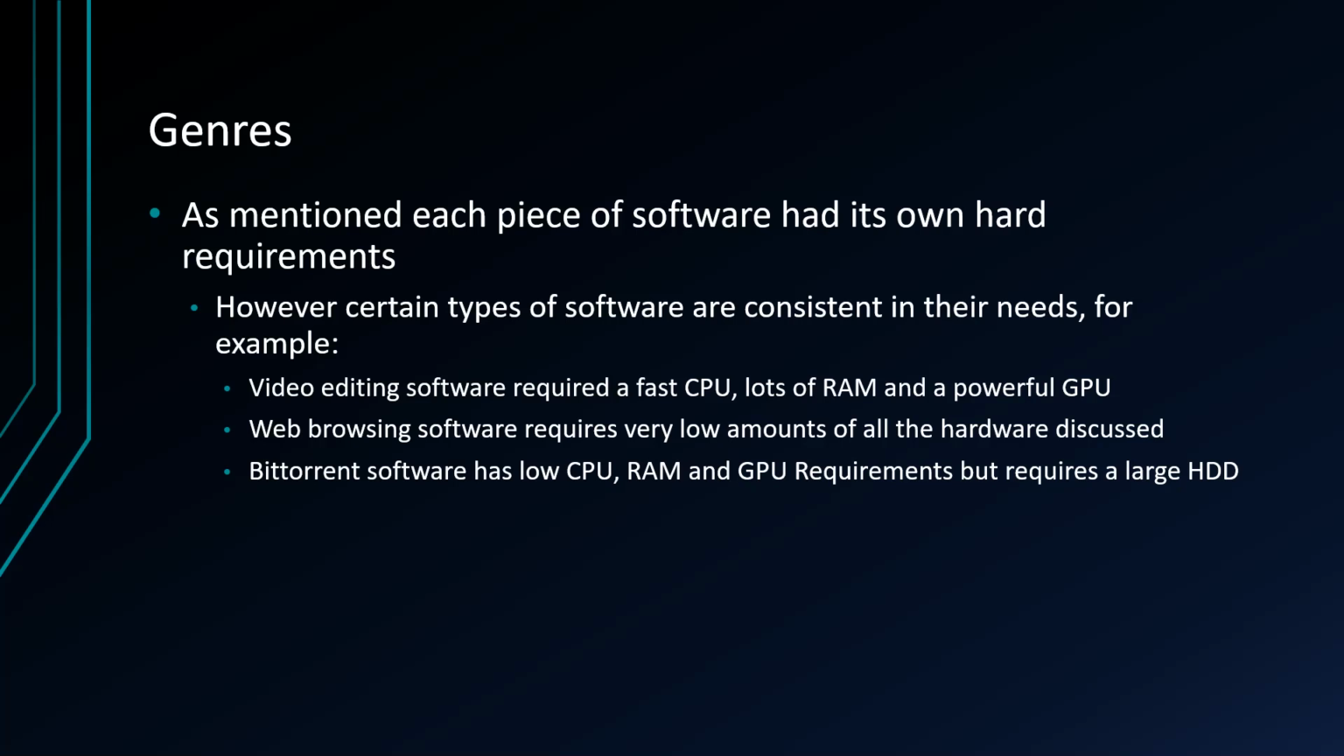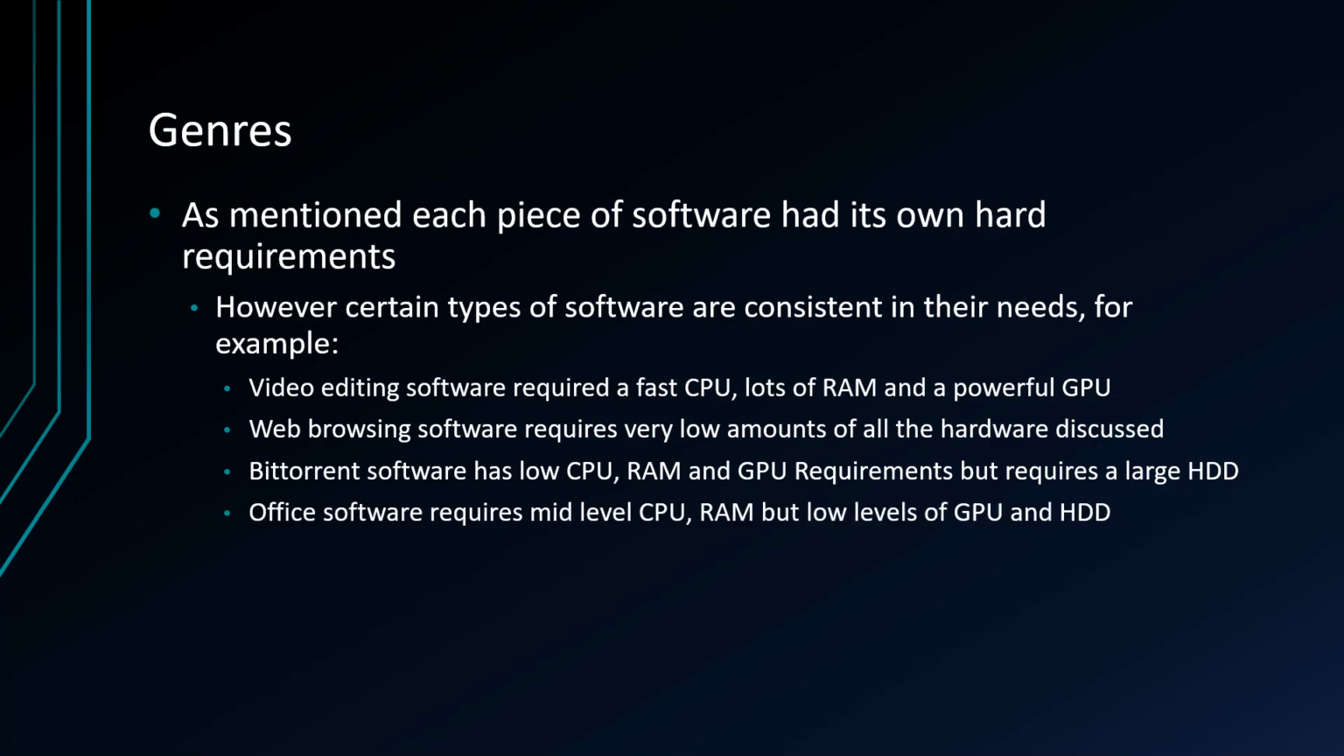BitTorrent software, you don't really need a lot of CPU or RAM or GPU, but you may need a really large hard drive to store whatever it is that you're pirating. Don't pirate. Pirating's bad. Office software requires about a mid-level CPU and RAM, but not a lot of GPU or hard drive space because it's not that big of a program and there's not a lot of graphics involved. Not really much at all, but it does require some crunching. It does require some math involved in there. And the files that you're making can be pretty big in terms of primary storage space, because primary storage space is typically quite a bit smaller than your secondary storage space.